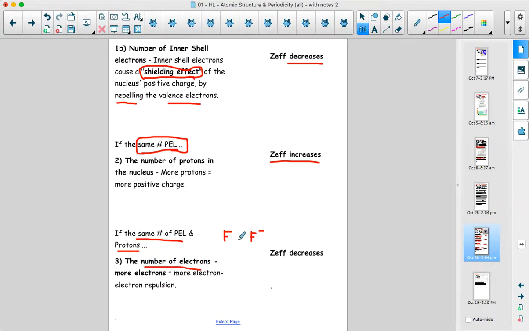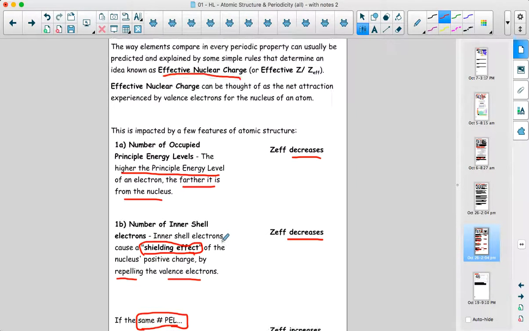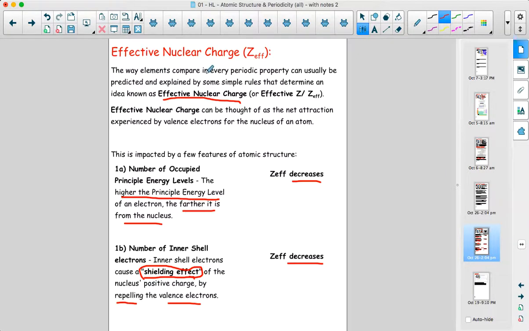Since they have the same protons and the same shielding effect, the one that has more electrons will experience less attraction for the nucleus because the extra electrons create more electron-electron repulsion. So we would expect the electrons in the fluoride ion to be less attracted to the nucleus than the ones in the fluorine atom. So those are the ideas that explain effective nuclear charge.